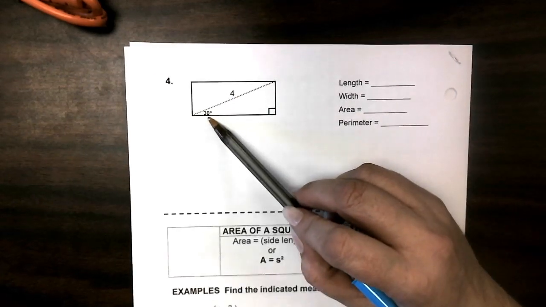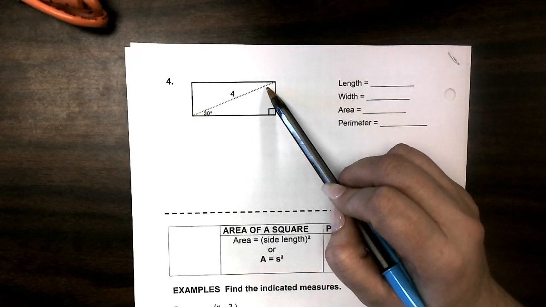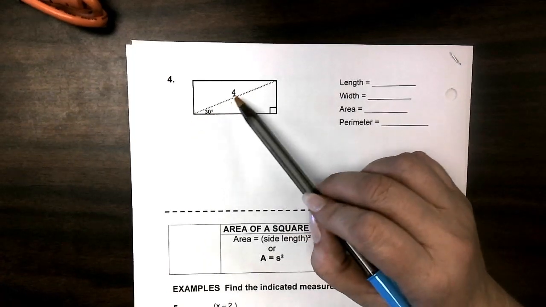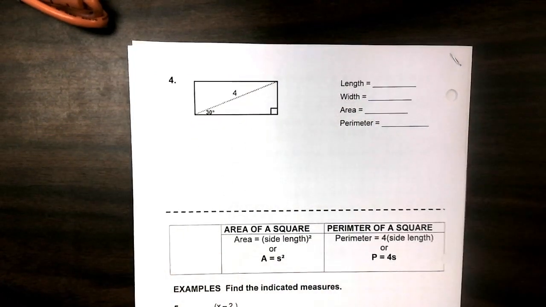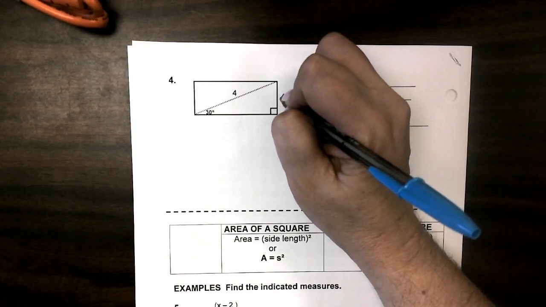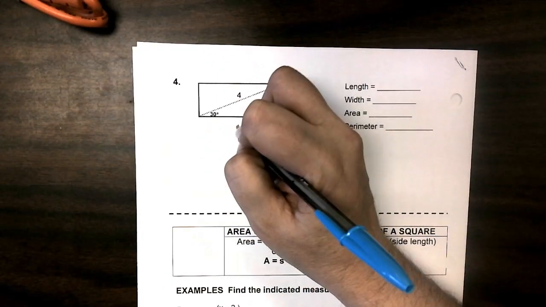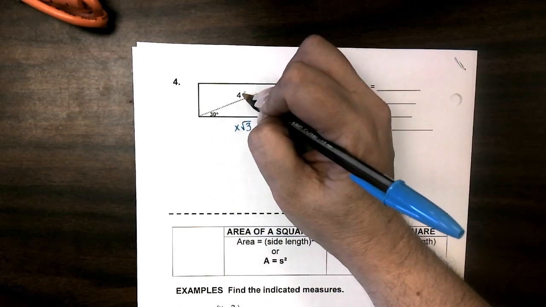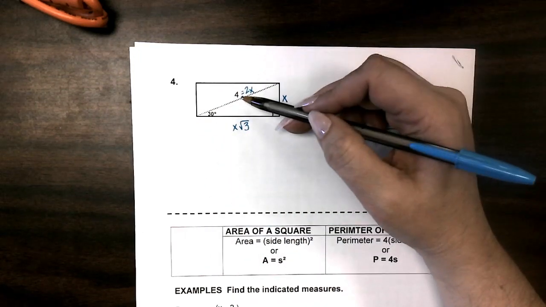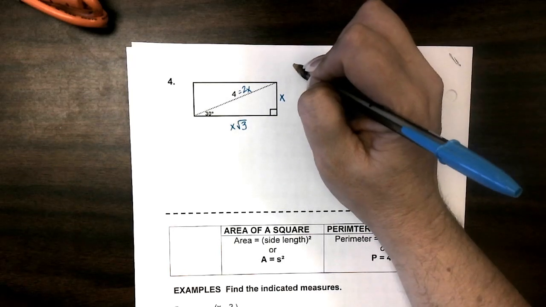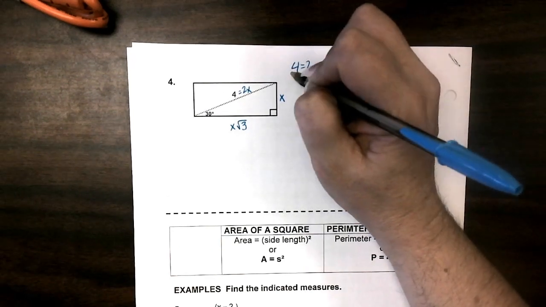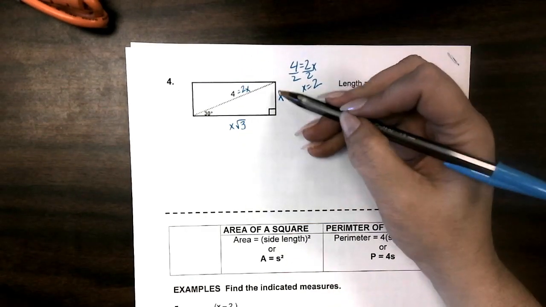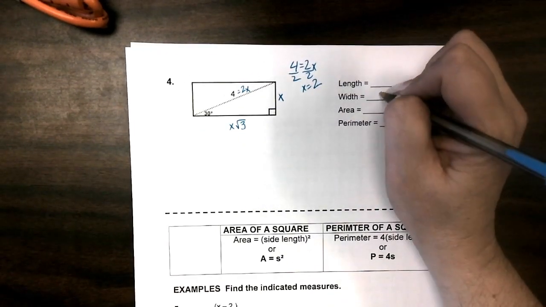We're told this is 30, therefore this one has to be 60. So we have a 30, 60, 90 triangle, and the hypotenuse of that triangle is 4. So we go to our ratios. The short side is x, the longer leg is x square roots of 3, and the hypotenuse is 2x. So we know that 4 and 2x are equal, so x has to equal 2, because we divide both sides by 2. And so that means the short width is 2.